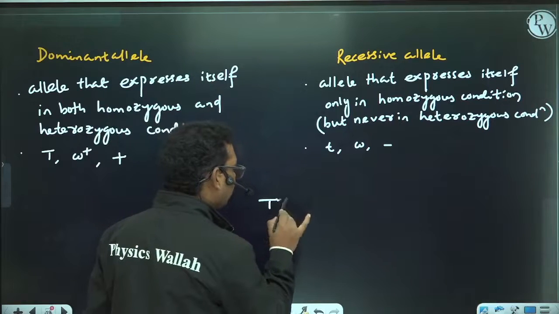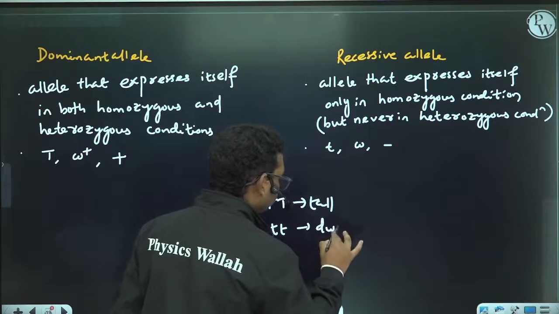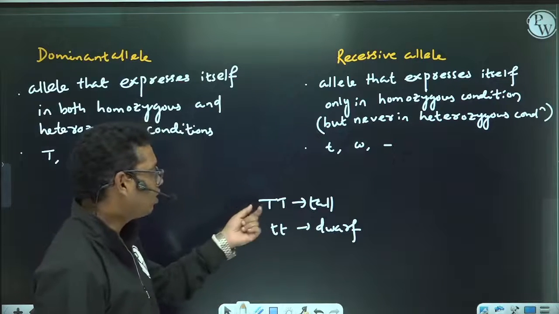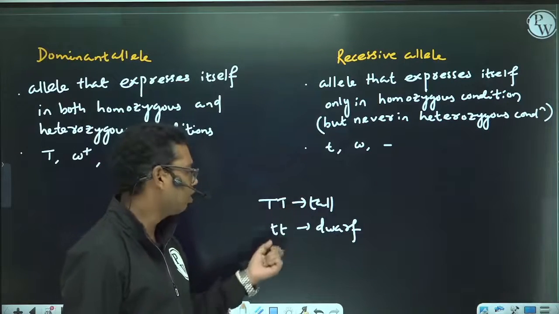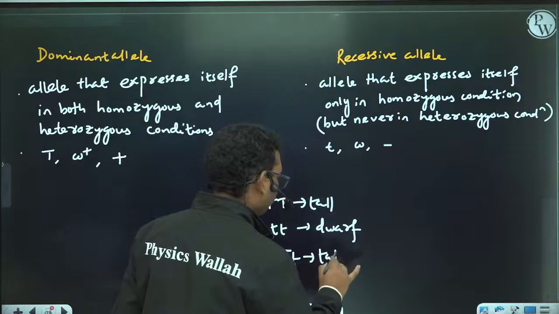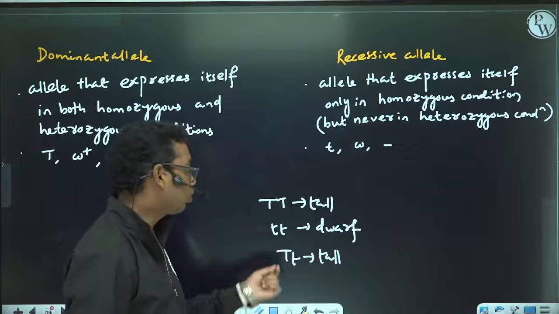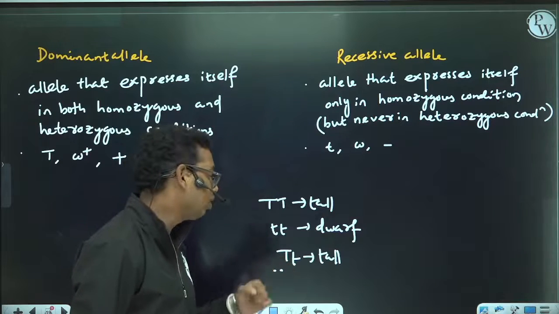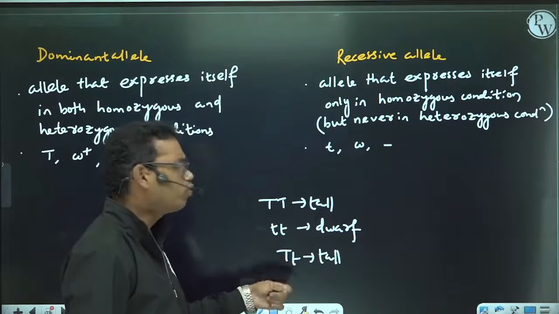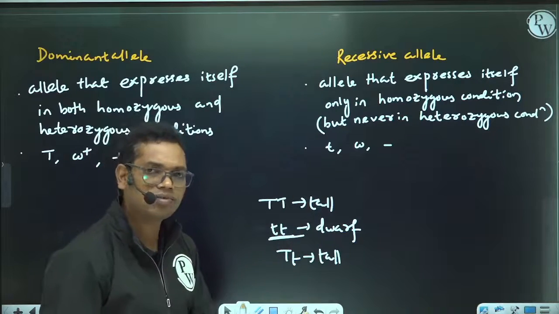When I write capital T or small t, this is tall and this is dwarf, and we know capital T is responsible for tallness, small t is responsible for dwarfness. So in this case, capital T is expressing itself. In this case, small t is expressing itself. But when I write capital T, small t, the phenotype is tall. That means in this case, capital T is expressing, but small t is not expressing. So capital T will be dominant and small t will be recessive. Those alleles which express themselves in heterozygous condition are dominant. Those which do not express themselves in heterozygous condition but express themselves only in homozygous condition are recessive. That is what I have written here.